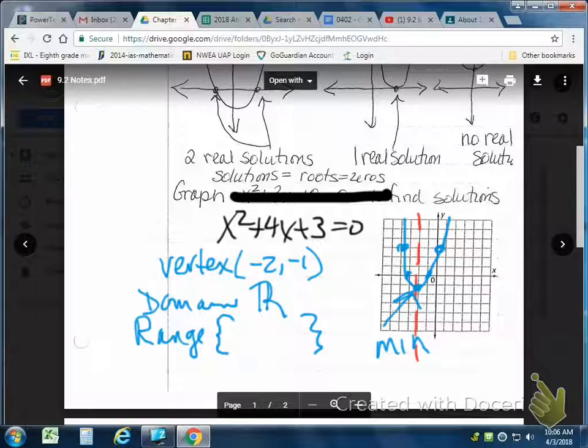So that means the range would be all of the y's such that y is greater than or equal to -1. That's how you determine the range. When it's a min going up, it's going to be greater than or equal to the y value at that vertex point, greater than or equal to -1.